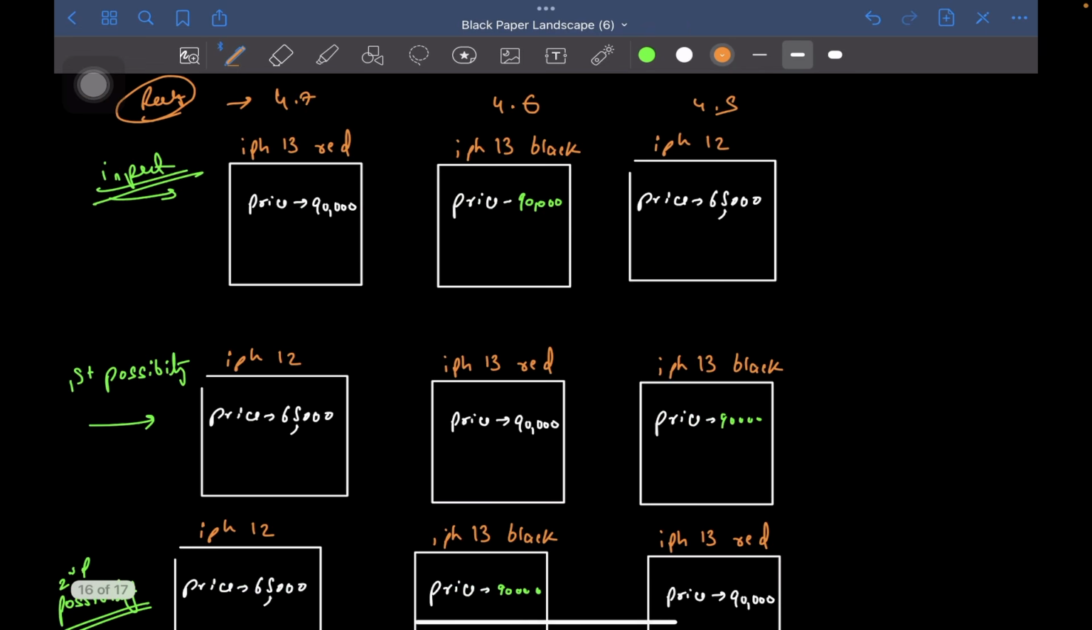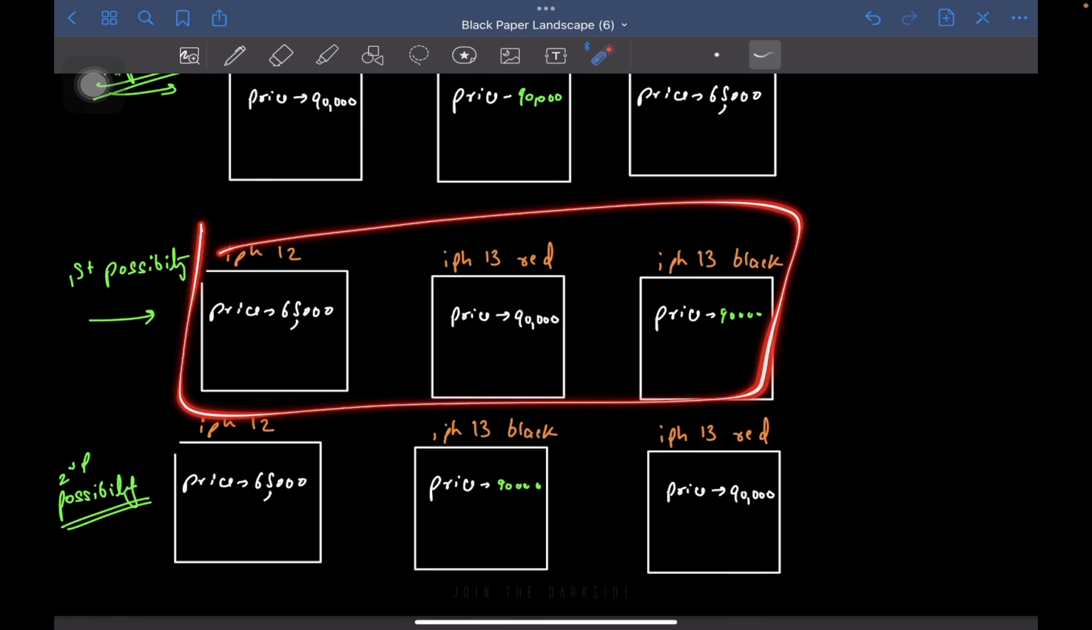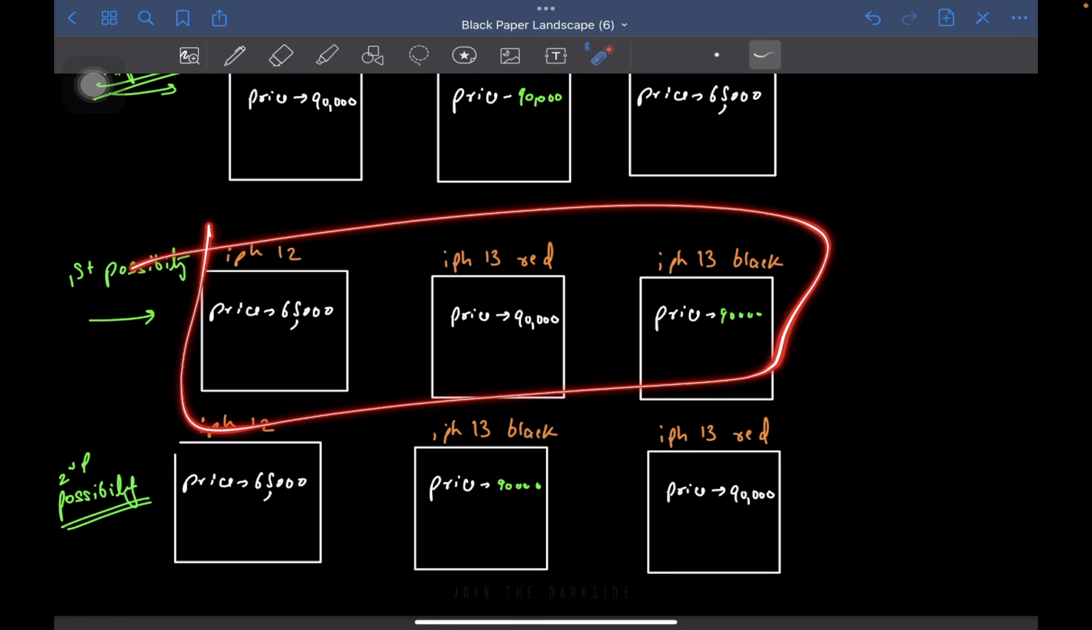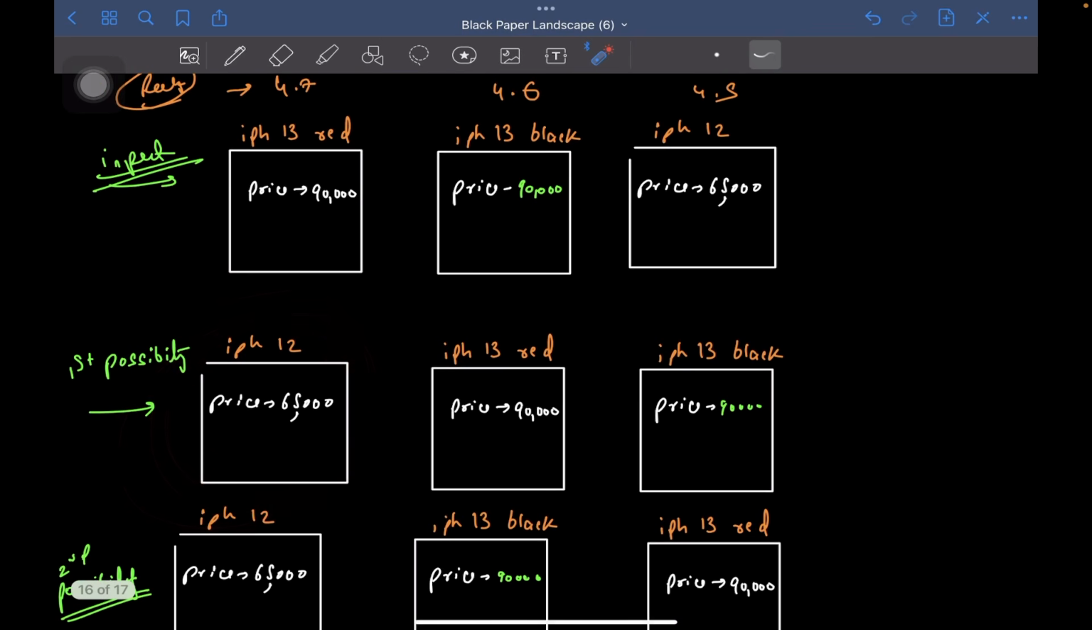Now just think about it. If you go with the first possibility, then iPhone 12 is of the least price, so it came first. But iPhone product red and black are of the same price, and currently they are arranged based on their ratings, because previously they were based on their ratings, right?